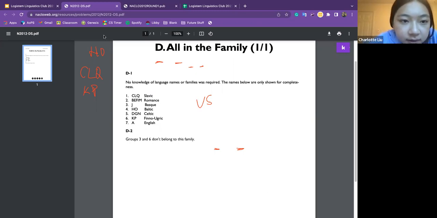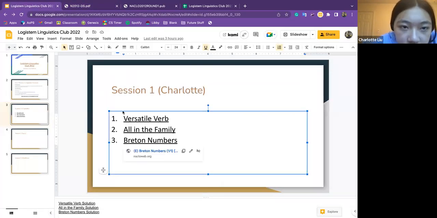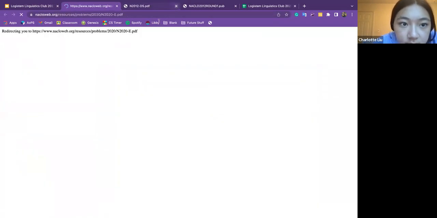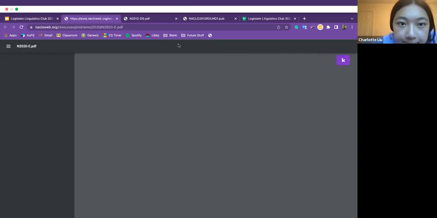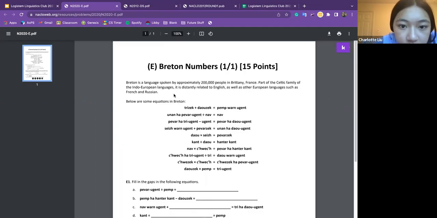Okay, so I want to go over one last question. Breton numbers. Breton is a language spoken by approximately 200,000 people in Brittany, France. Part of the Celtic family of the Indo-European languages, it is distantly related to English as well as other European languages such as French and Russian. Below are some equations in Breton.